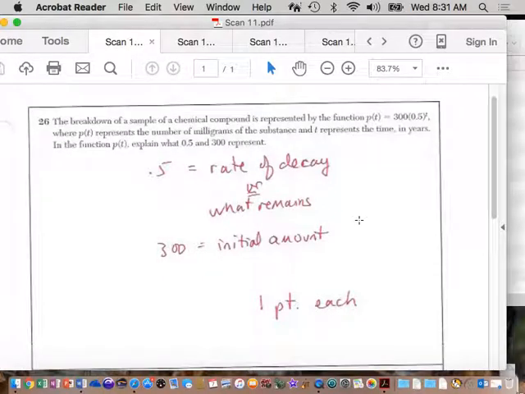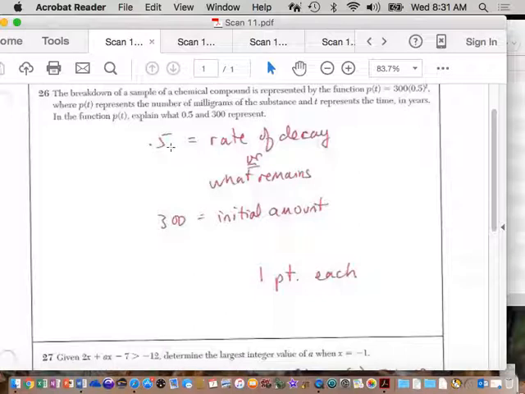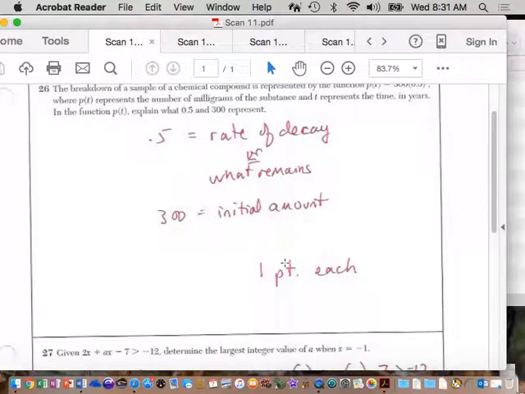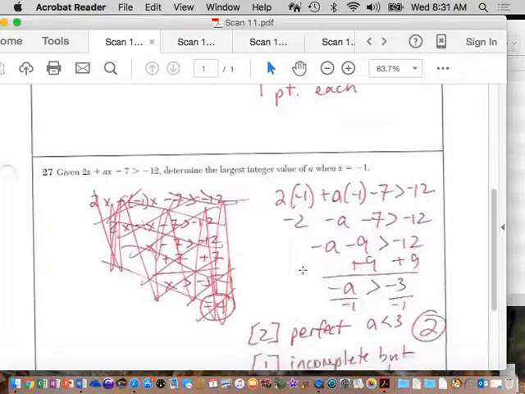Okay, next one. Now, on this particular one, it's a little tricky. We talked about this yesterday, and we said 0.8 is the part that remains. But here's the thing. For 0.5, isn't it both? Right, because it's also what gets taken away. So the better answer is the part that remains. But if you wrote rate of decay, you're okay on this one, only because it's 0.5. Okay. And then 300 is the initial amount, and they tell us 1 point each. So give yourself plus 0, 1, or 2 there.